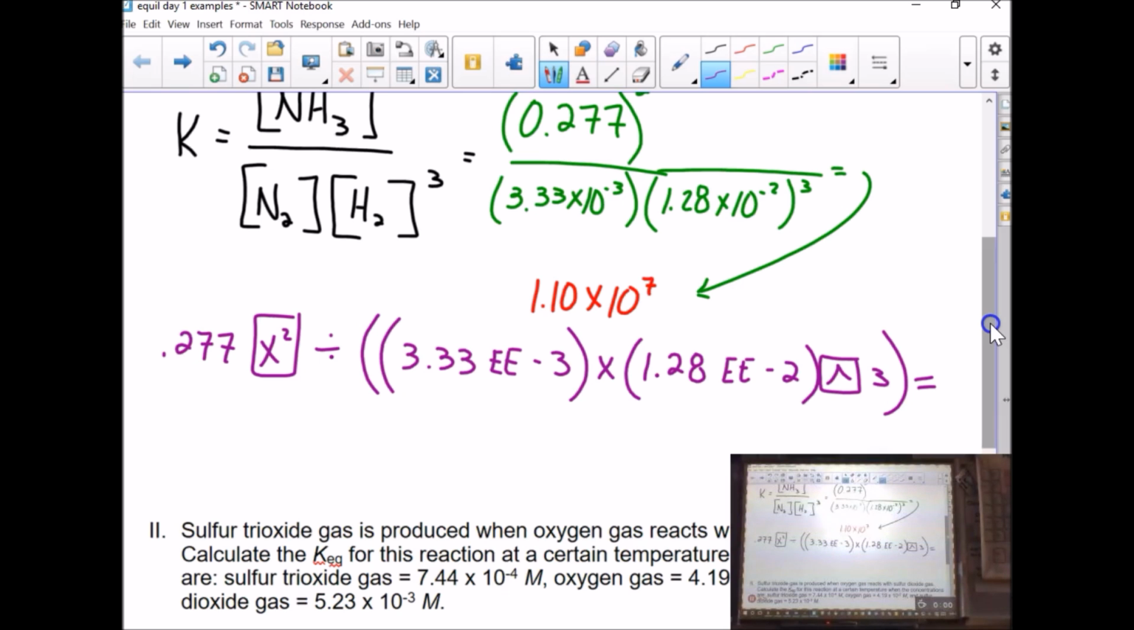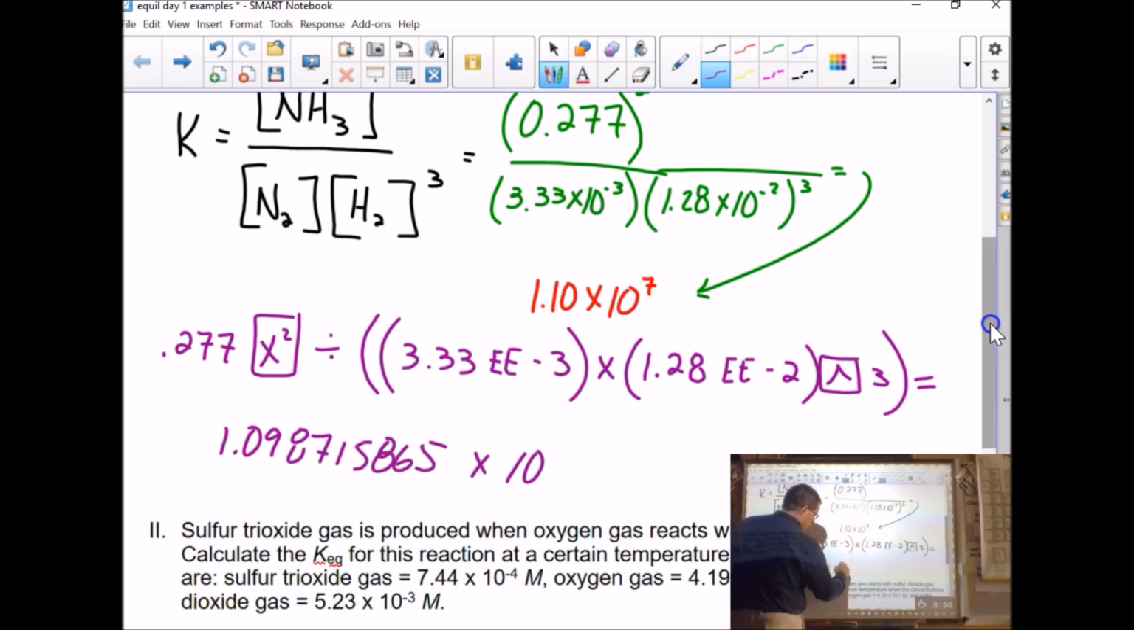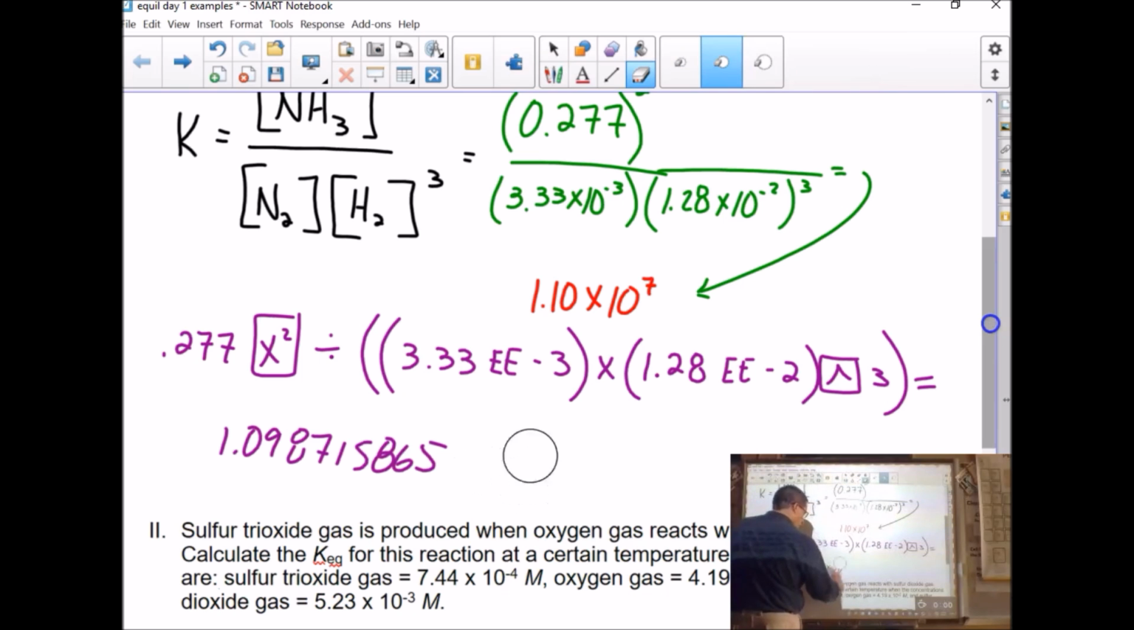Okay? So if you type it in that way, the calculator really loves you. And it will give you, my calculator number is this, 87158. 5 times 10, or actually it says 07.